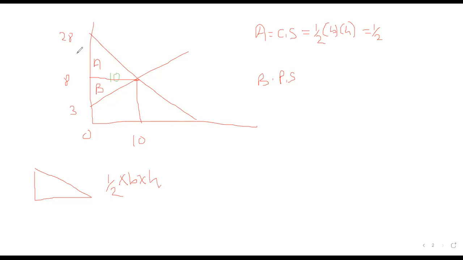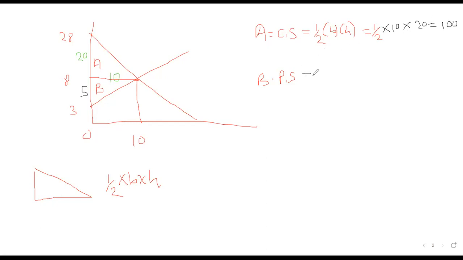The other side here is 20. That's 28 minus 8, which is 20. About here, from 28 to 3, what is the height here? It's 5. So for area A, our base is what? 10. And our height is what? 20. And when we compute that, we're going to get what? 100.